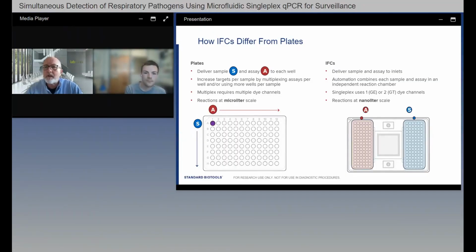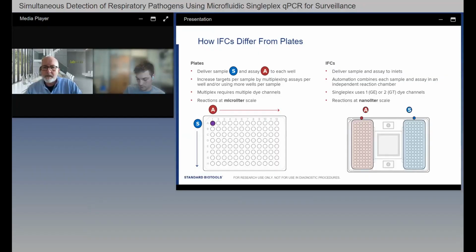The IFC only requires that you add diluted assays into dedicated assay inlets, shown on the right here, which are separate from the samples, which are mixed with a master mix and also pipetted onto the IFC. By adding reagents separately, we allow the IFC and Biomark to automate the reaction assembly, which ultimately uses much less reagents and reduces errors significantly when compared to completing the process manually with an 8-channel pipette and 96 well plates.